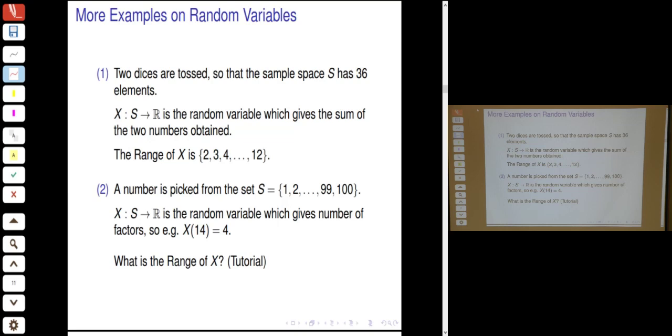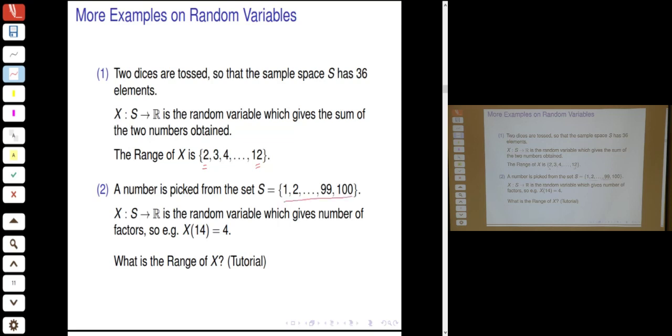Since both the dice are at least 1, the sum is at least going to be 1 plus 1, which is 2. Since both the dice are at most 6, their sum is going to be at most 6 plus 6, which is 12. Right. So the sum is some integer in the range 2 to 12. So this is an example of a random variable. Okay. And why is it random? Well, the outcomes are random, so the sum of the outcomes is of course also going to be random.